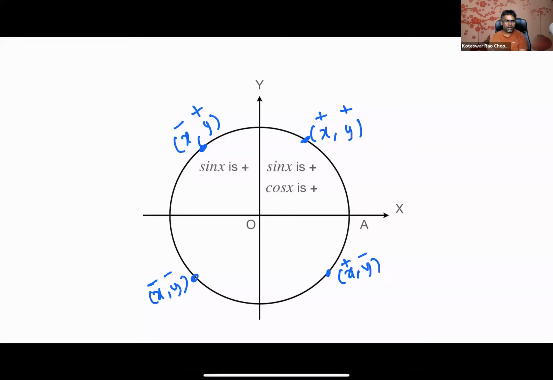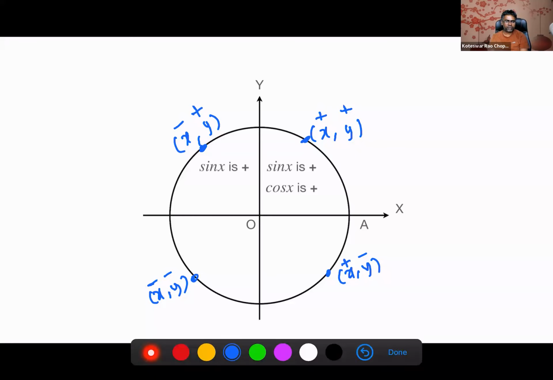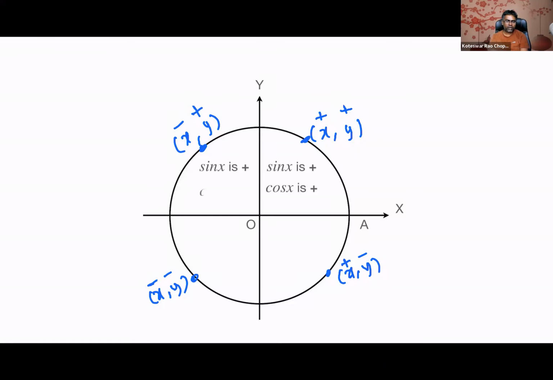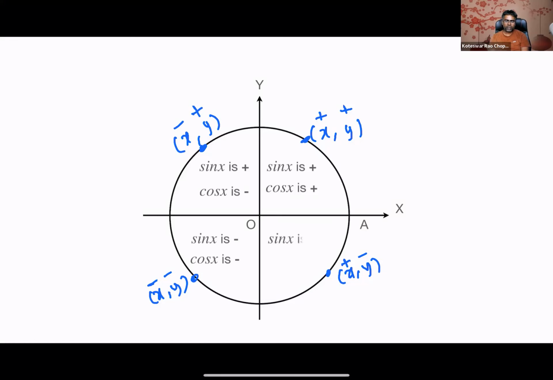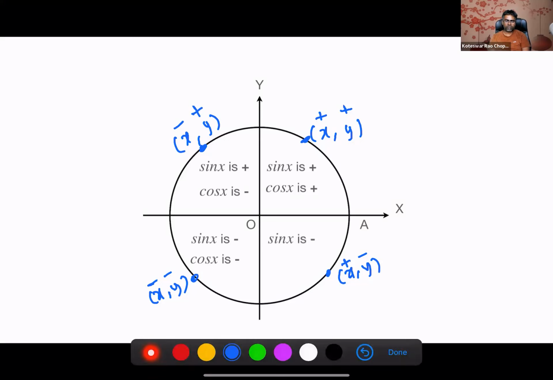So in the second quadrant, sin x will be positive because it is the y coordinate. Cos x will be negative, because it is the x coordinate. And then if you go to the third quadrant, both are negative. And then if you come back to the fourth quadrant, your sin x is negative, but your cos x is positive. I think this is okay, right?